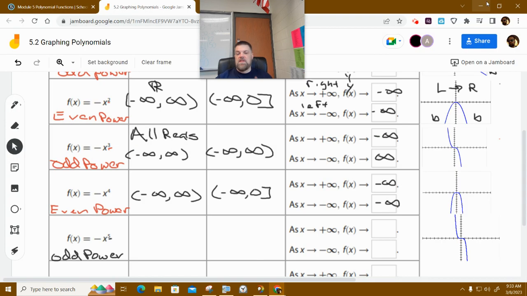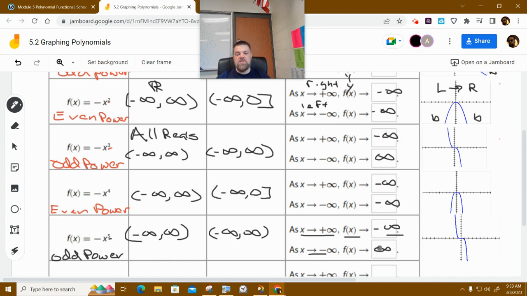Okay, cool. All right. So what's the domain then on this bad boy? What about the range? This one approaches negative infinity. As x goes to the right, as x approaches positive infinity, f of x approaches negative infinity. As x approaches negative infinity, f of x approaches infinity.